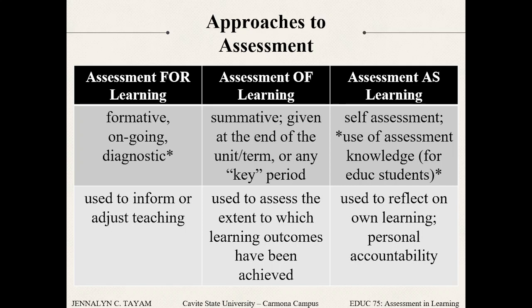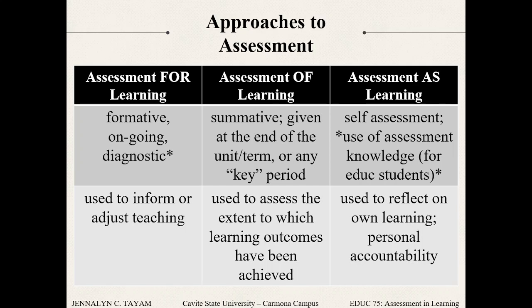On the second column, we have assessment of learning, which is easily the opposite of assessment for learning. To elaborate, assessment of learning is summative and it is given at the end of a unit, term, semester, or any key period. It is conducted to assess the extent to which learning outcomes have been achieved. Simply, in assessment of learning, we analyze the degree to which the learning objectives that were set at the start of the key period have been achieved by the learners.